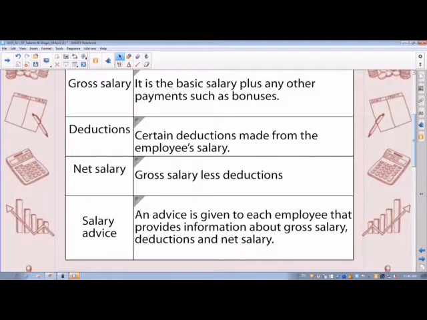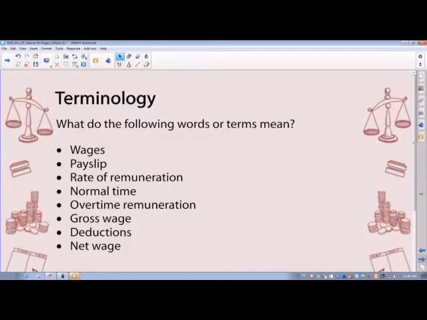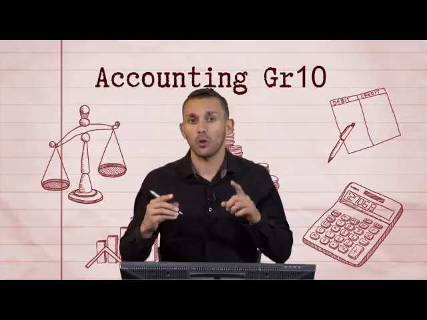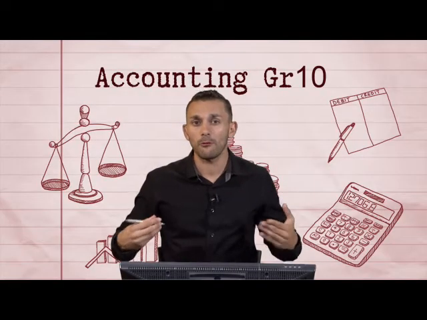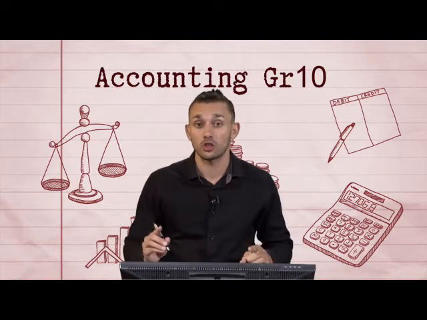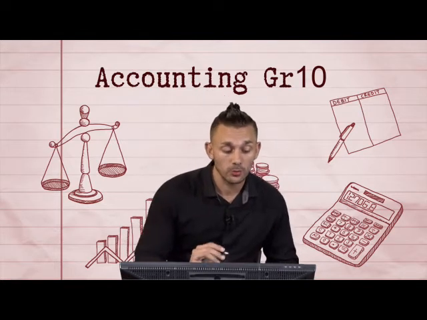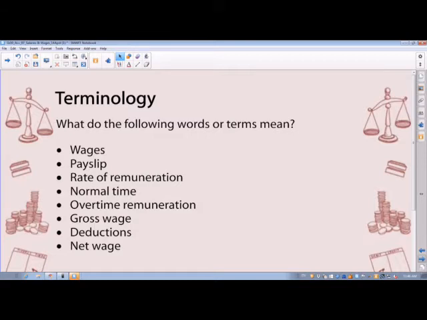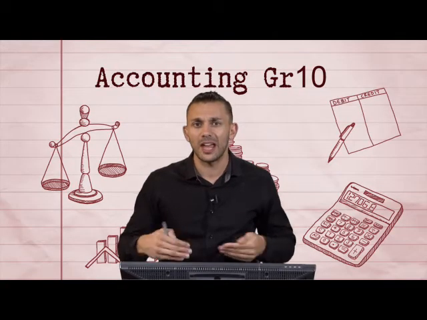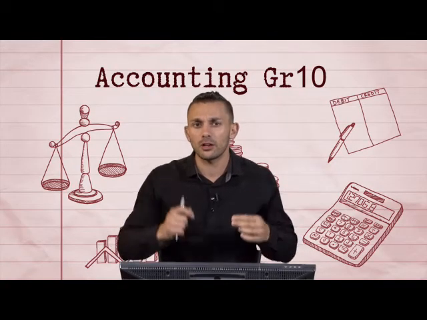Let's go on. Now I want to look at terminology for wages. So remember, wages, also a type of payment to your workers. But we're going to look at the differences between salaries and wages soon. I want to give you 2 minutes to quickly go over this as well. Wages, a pay slip, rate of remuneration, the normal time, the overtime remuneration, gross wage, deductions, and net wage. I'm going to give you 2 minutes to quickly look at these concepts, and then hopefully you'll be able to jot down a few points under each. So your 2 minutes will start now.